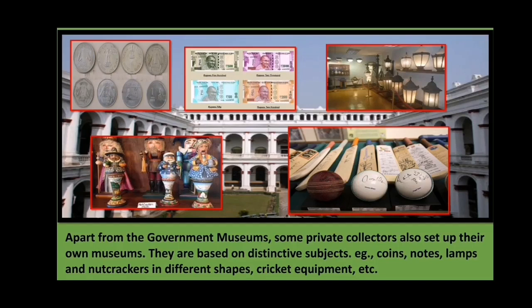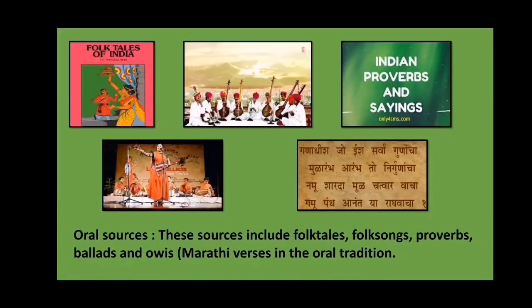So private collectors are also setting up their museums. What are they based on? A distinctive subject. As you can see in the picture, coins, notes, lamps, nutcrackers in different shapes, cricket equipment, etc.